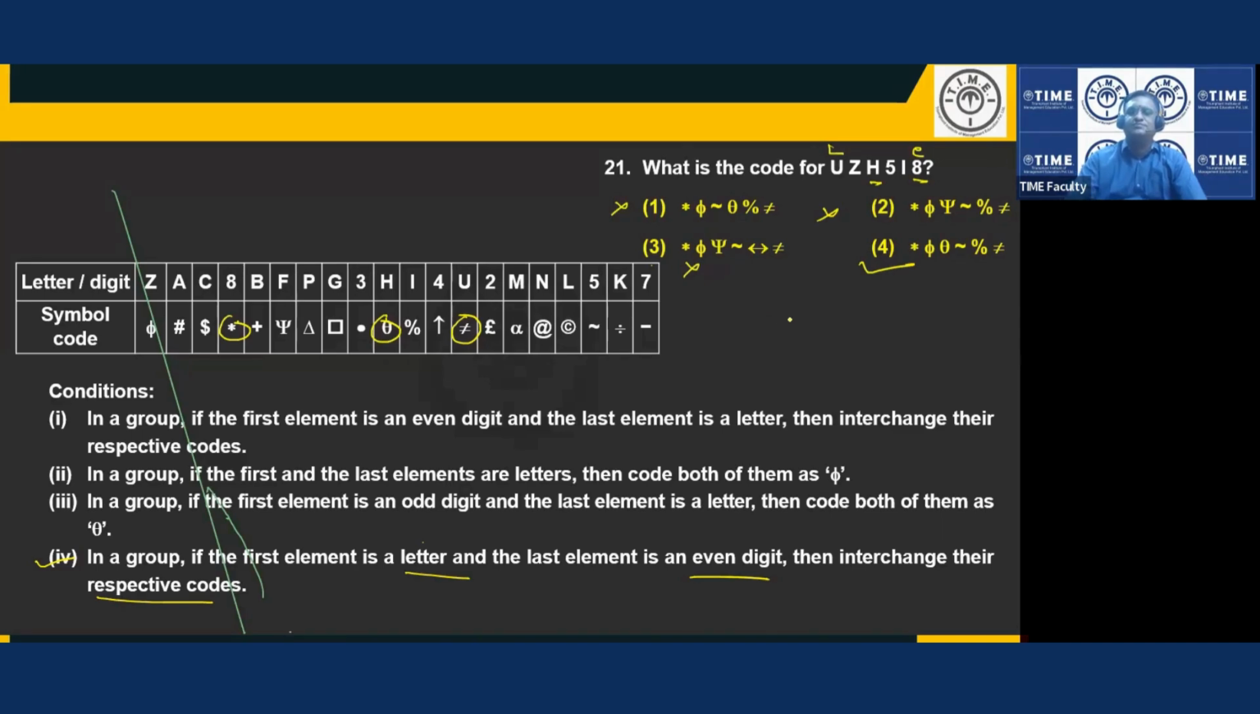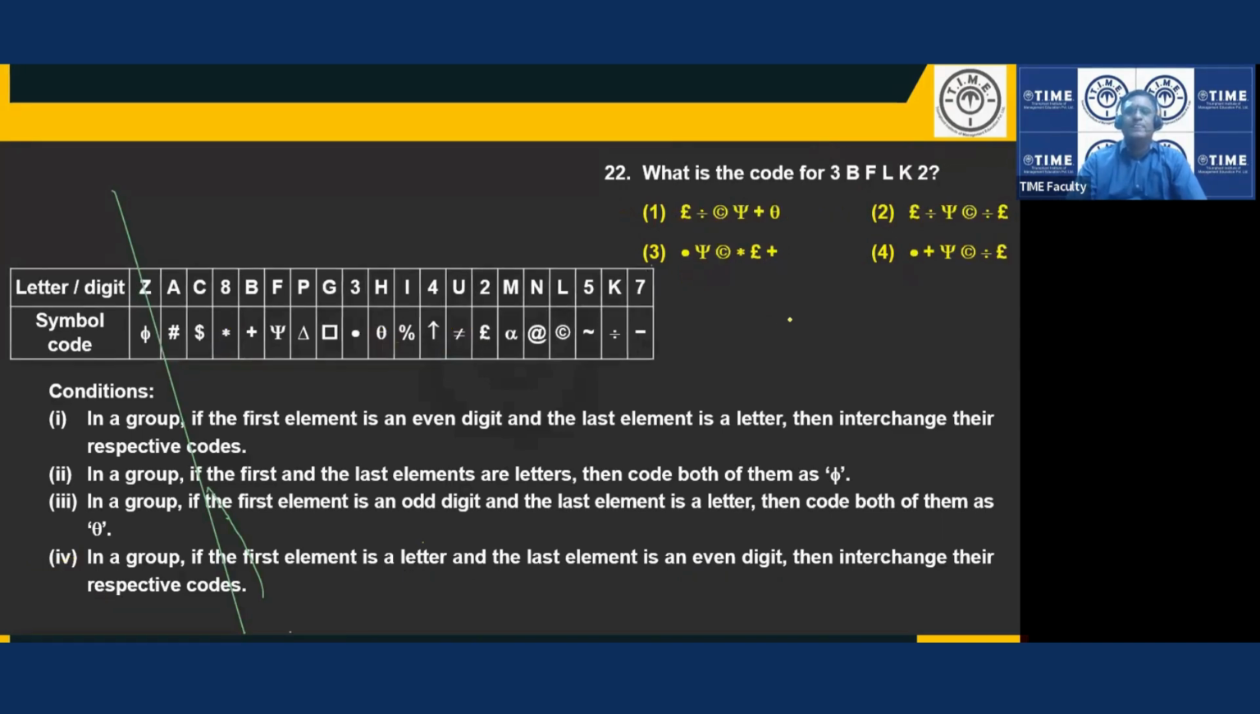Right? Next. What is the code for 3BFLK2? 3 is odd, 2 is even. Any condition from these? No conditions. When no condition is matching, the first is an odd number and the last is an even number, so there is no need to apply the condition. When the condition is possible to execute, then you can. If not, then directly take from the table. Enough, your answer is closed.